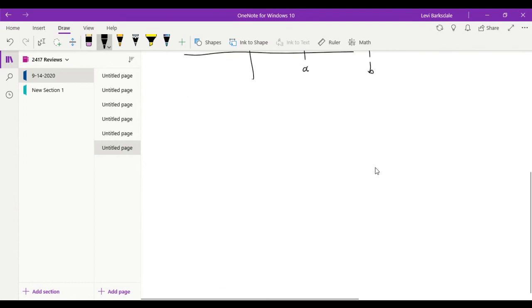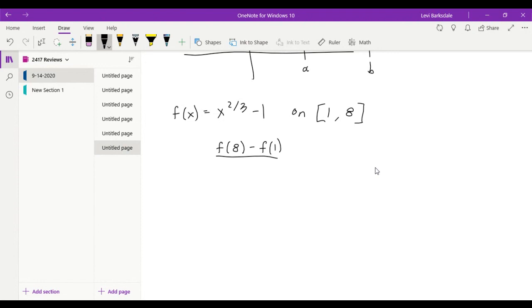So I'll go ahead and do an example really quick. Let's say we have f of x is equal to x to the 2/3 minus 1, and we're on the interval from 1 to 8. Since this is a continuous function that doesn't do any weird things, it's continuous and differentiable, so we can mostly ignore those two conditions. We need to start off by saying, what's our average slope on this interval? That's just the end point minus the start point over the distance traveled, so over 8 minus 1.